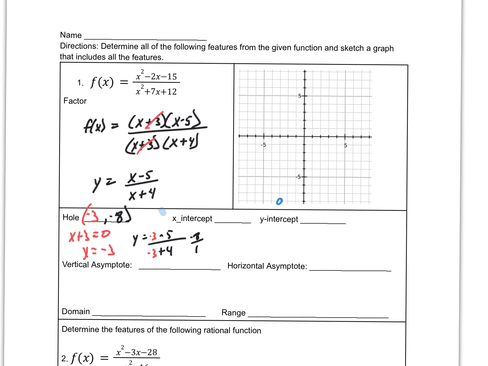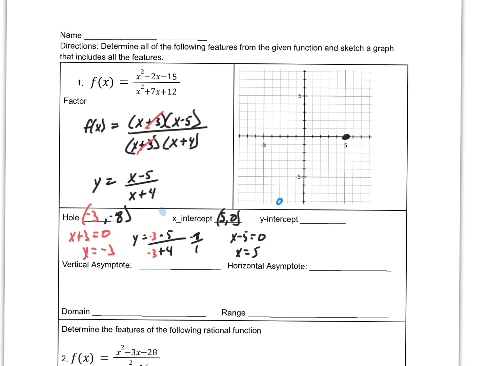Now, the x-intercept, you can look at that on your graph if you graph it, or I've taught you that you can set the numerator equal to 0 to find the x-intercept, and the numerator is x minus 5. So, of course, the x-intercept is going to be at positive 5. So this will be the x-intercept here at 5, 0.